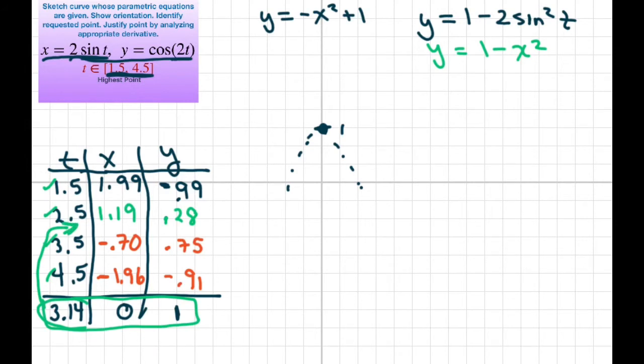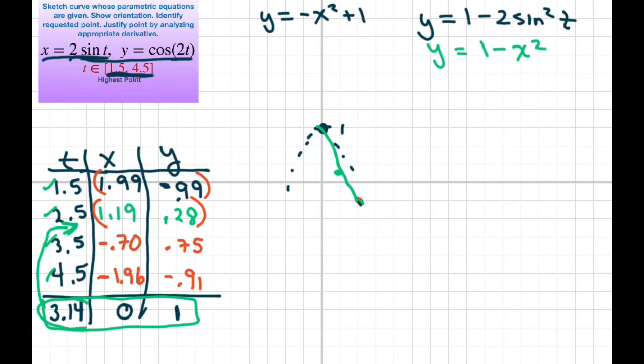So if you graph this, this is your x and your y, the ordered pair here. So x is about 1.2, and y is close to negative 1. We're just going to estimate it, since it says sketch. That's our starting point. Then at 2.5 we have about 1.19, and that's about a fourth. So that's about right there. So it's kind of going like that.